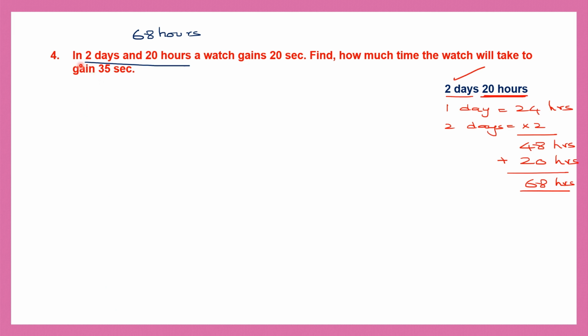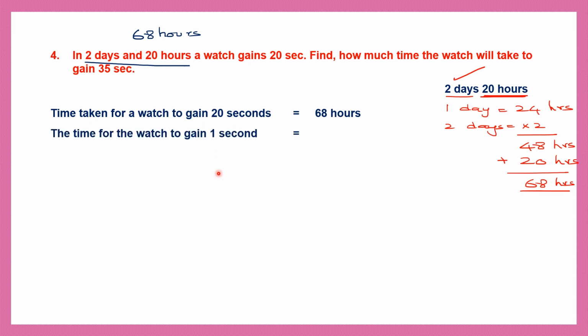So let's see the first statement again. In 68 hours, a watch gains 20 seconds. And we have to find the time. So our statement will start with time. Time taken for a watch to gain 20 seconds is 68 hours. So we've written that. Now we have to find the time taken for the watch to gain 1 second. So that is our next statement.